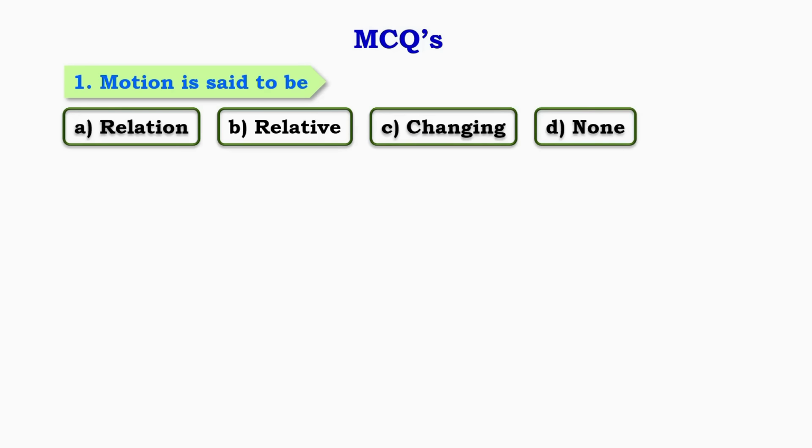Multiple choice questions. Question 1. Motion is said to be. Options are relation, relative, changing, and none. The correct answer is relative. Motion depends on the observer and the reference point. An object may appear to be moving for one observer and at rest for another. Therefore, motion is said to be relative.